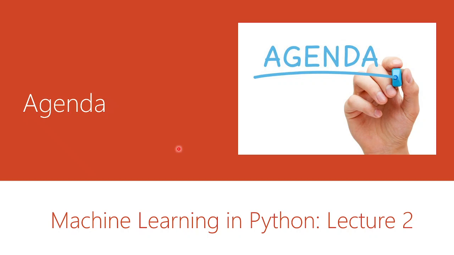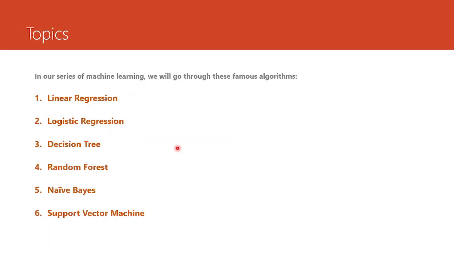So let's start with today's agenda. Today's agenda is that we are going to make a roadmap for how we are going to learn machine learning. First of all, we have listed our topics here, which we'll be covering in this whole lecture series. And after this, we will be working on some sample applications as well.